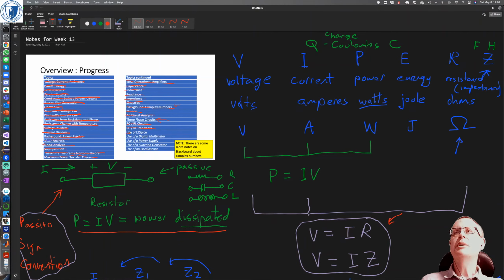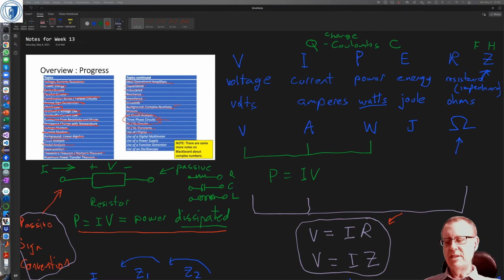I'm not going to talk about use of LTspice. I think you're all pretty familiar with that over the labs. So I'm just going to quickly talk about three-phase circuits. So for a start, why would I be interested in three-phase circuits?